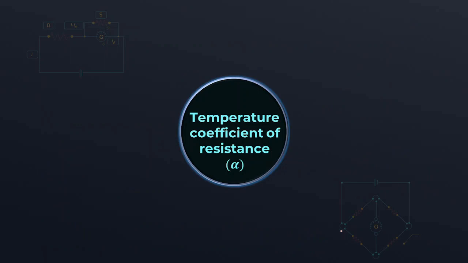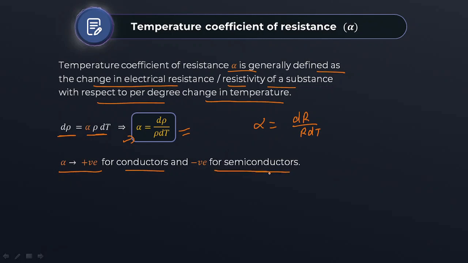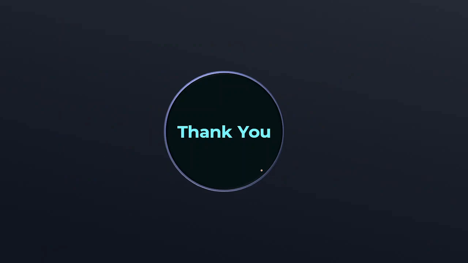Now temperature coefficient of resistance alpha, what is alpha? The temperature coefficient of resistance alpha is generally defined as the change in electrical resistance or resistivity of the substance with respect to per degree change in temperature. So d rho is equal to alpha rho dT, rho is resistivity here. So alpha we can say is d rho by rho dT, or alpha will be equal to dR by R dT. Yes or no? Alpha is positive for conductors and it is negative for the semiconductor. Simple, easy. So this is all from today's class.